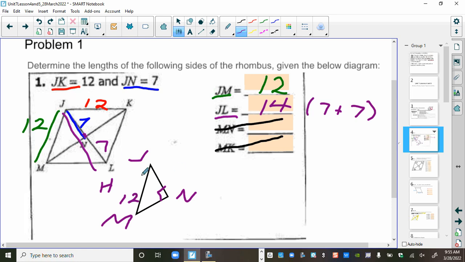And then they said this distance from J to N was 7. So is there a way you could find that other side? Yeah, you can. That's the Pythagorean theorem. Now, we're not going to deal with it on this test. You're not going to have to know it, per se. But you may have to use it down the road. So, for instance, to get that last side, MN, use the Pythagorean theorem. But we're not going to go into that.